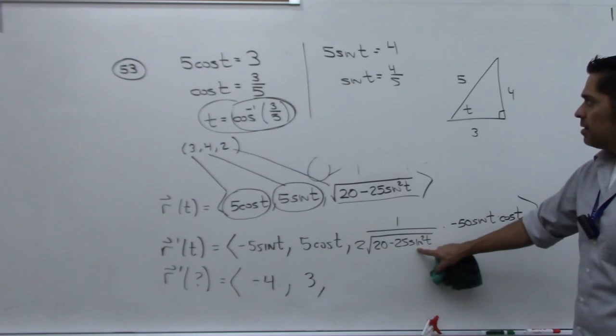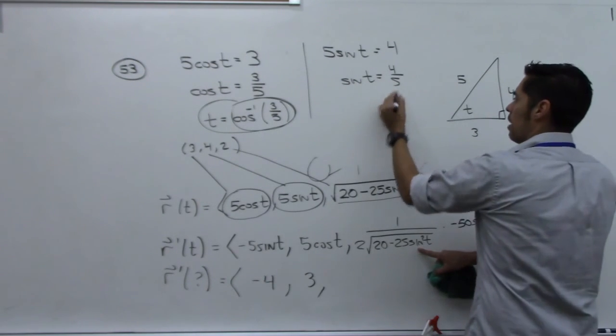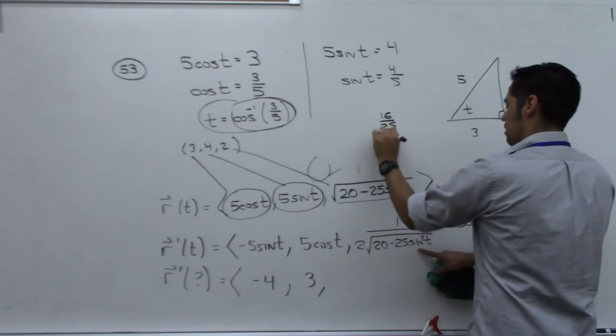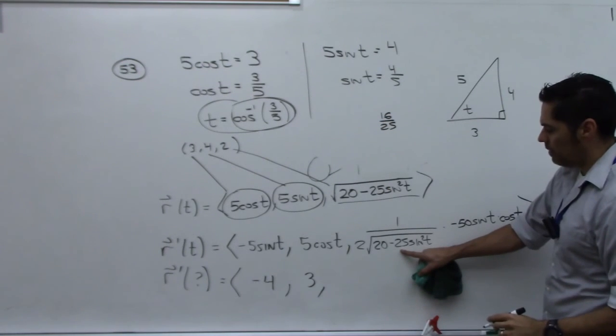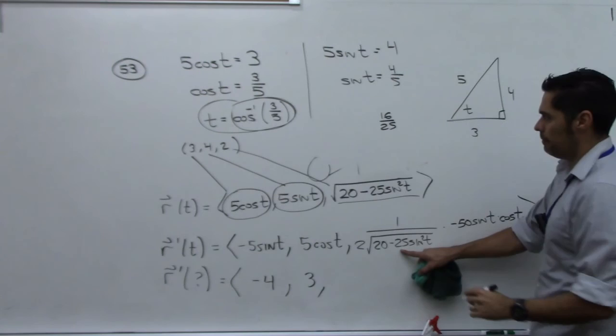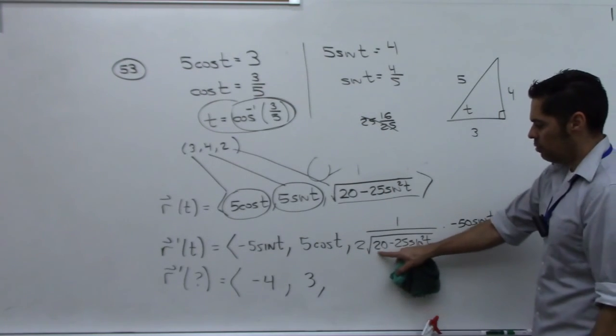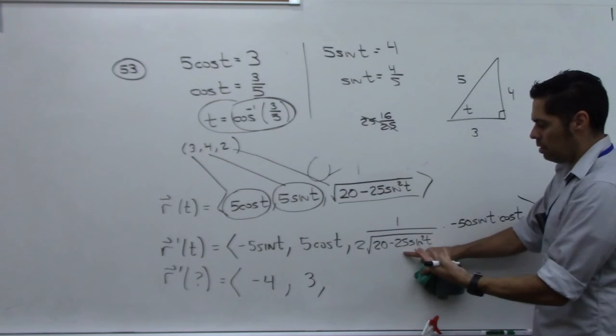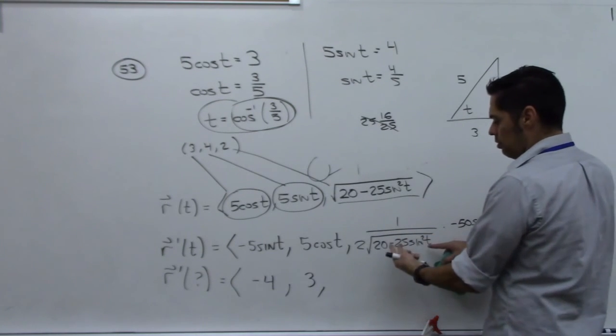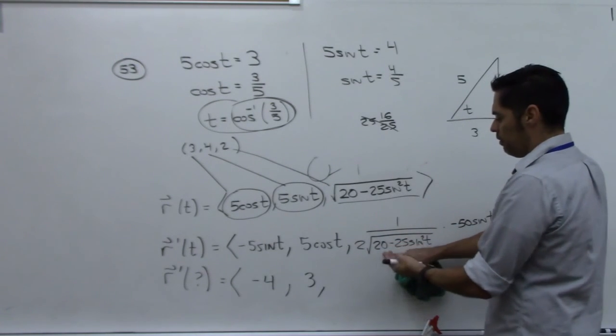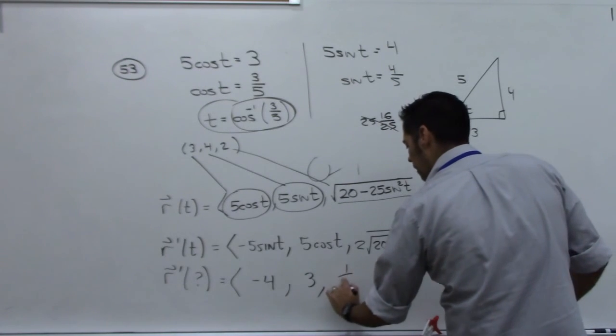What's sine squared t? So what's this squared? That's 16/25. Okay, multiply it by 25, and what do you get? 16. What's 20 minus 16? 4. What's the square root of 4? That's 2. What's 2 times 2? That's 4. So this is just 1/4.